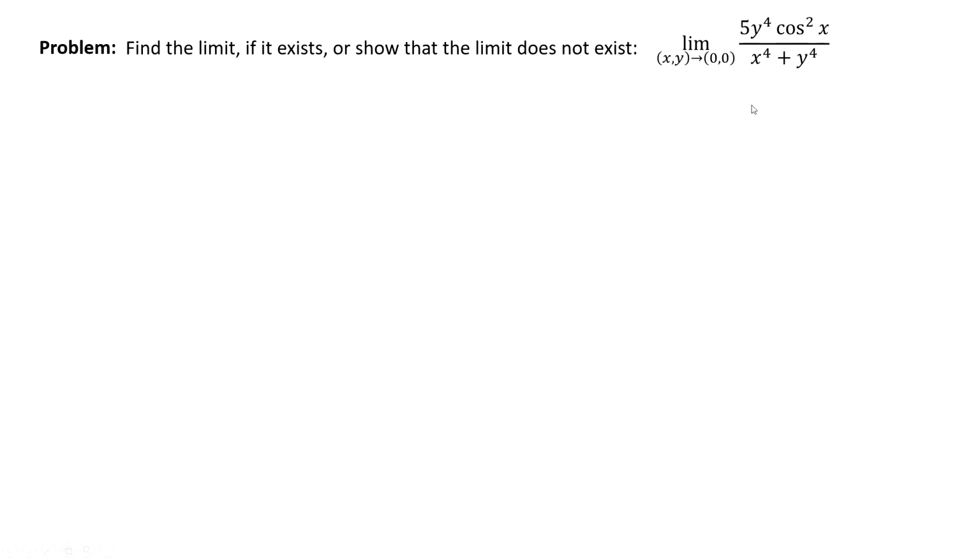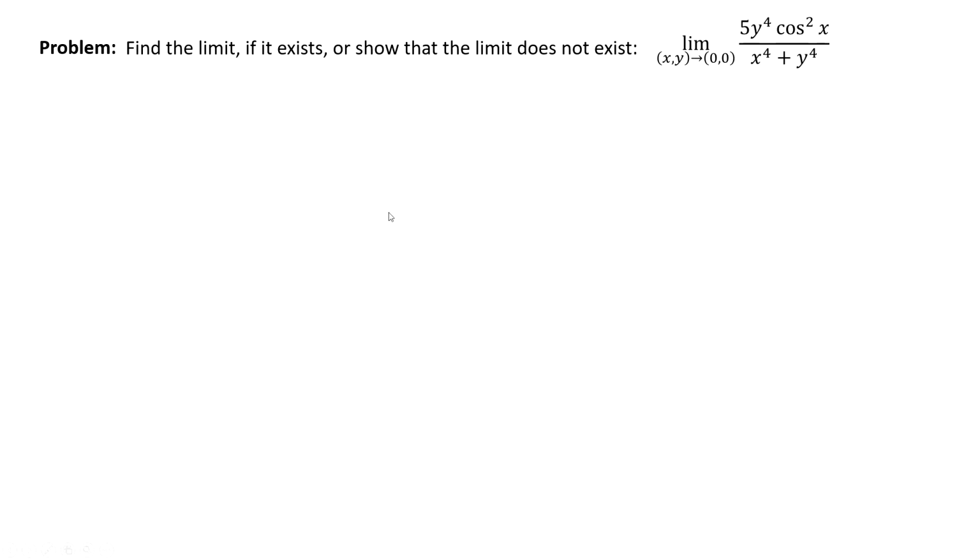Huh. So let's go ahead and plug in 0, 0. Good. So 5 times 0, cosine squared 0. Cosine 0 is 1, so 1 squared. Oh, the top became 0 and the bottom became 0. Uh-oh, we got 0 over 0. Oh, okay, limit does not exist.